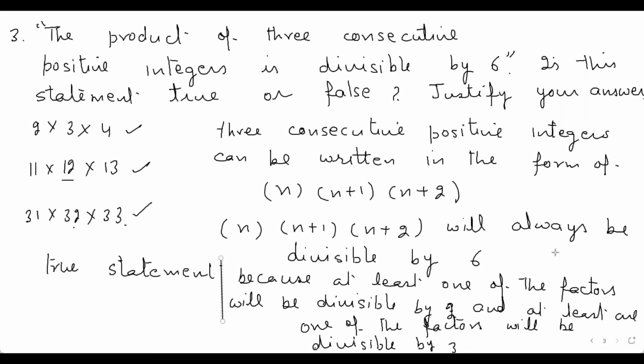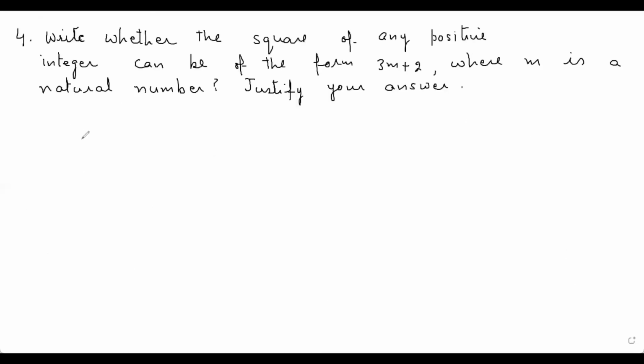So this is a true statement. Now the fourth question is, write whether the square of any positive integer can be of the form 3m plus 2, where m is a natural number. Justify your answer. Now the question is, I am to check whether the square of any positive integer is of the form 3m plus 2. Now its answer is no. Explain why the answer is no.